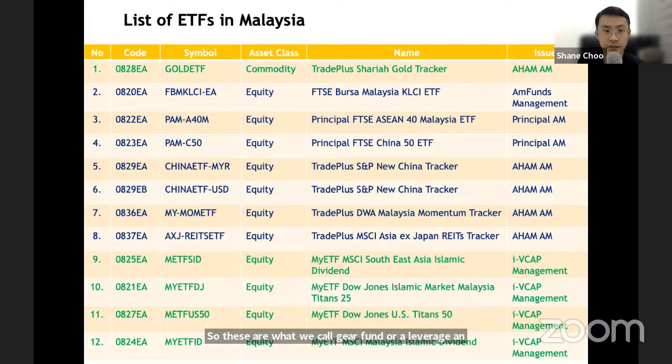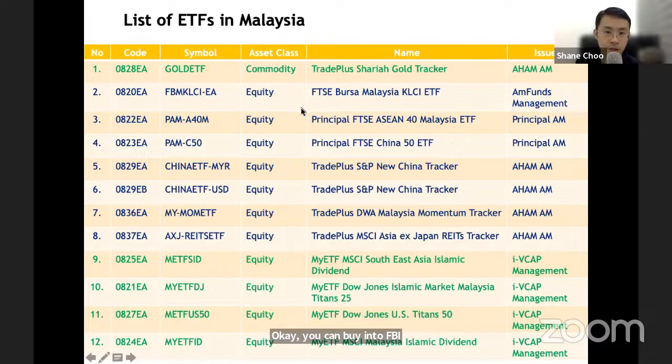So here is the list of the exchange traded funds that we have in Malaysia. The color green means that they are Sharia compliant. So we have the Trade Plus Sharia Gold Tracker, which is under the commodity asset class. If you want to buy into an FBM KLCI ETF, this is issued by M Funds Management. You can buy into the FBM KLCI ETF.